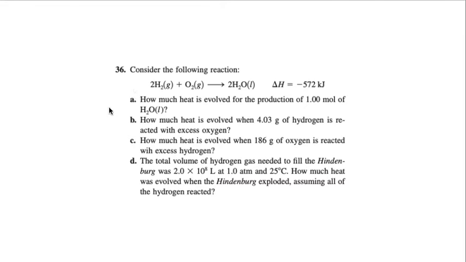For 36, essentially you're doing the same type of problems, except for D, the total volume of hydrogen gas needed to fill the Hindenburg was 2 times 10 to the 8th liters at 1 atm and 25 degrees Celsius. Of course, they're giving you temperature, pressure, and volume. The missing variable here is moles, and you can of course use the ideal gas law to find the moles of hydrogen gas. Once you find the moles of hydrogen gas, you know that 572 kilojoules will be released for every 2 moles of hydrogen reacted. So then you would just need to do that conversion after finding the moles of hydrogen.